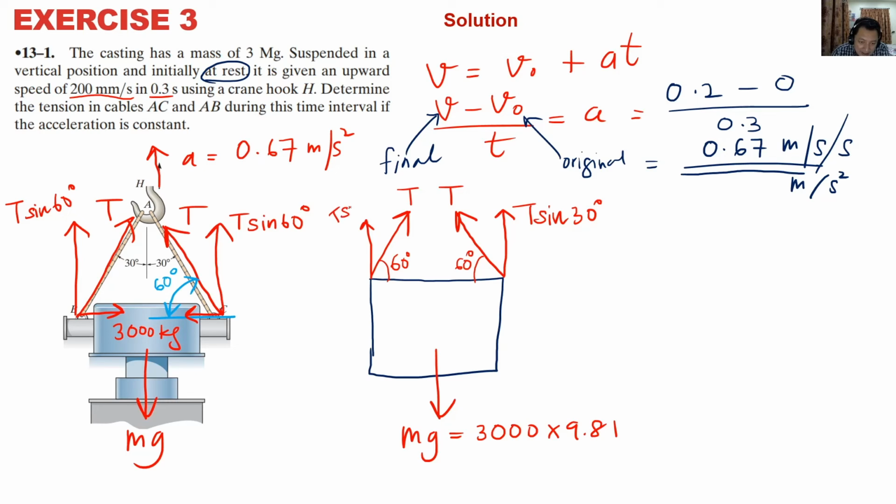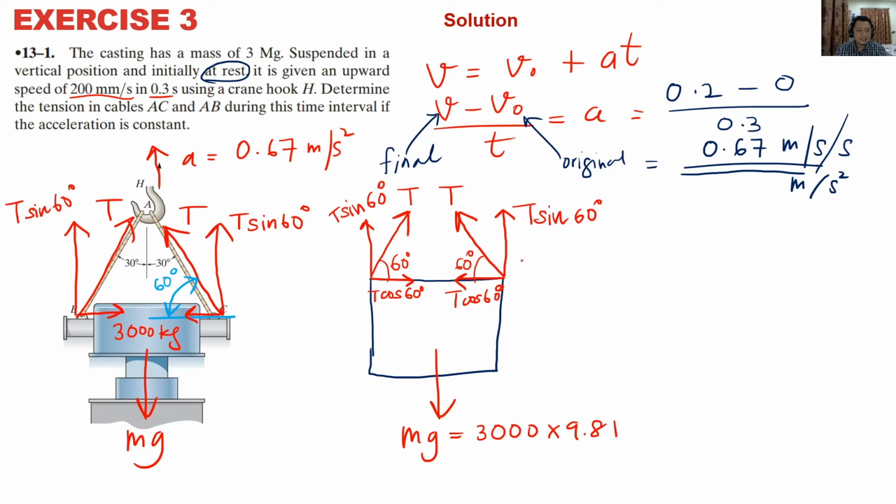Yeah, T sine 30? Right. Not 30, right? 60, right? 60 degrees. 60 degrees. This portion is useless. T cos 60 degrees. This one. T cos 60 degrees. Useless. Effective is only this one.